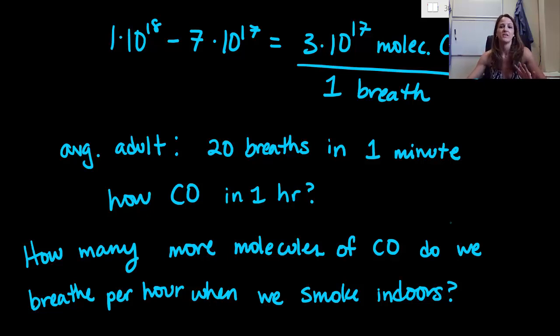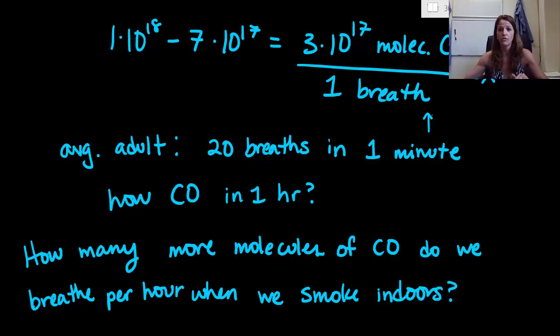All right, did we get an answer? Hopefully we did, but this was kind of a new type of conversion that we haven't talked about before, so if you struggle with it, don't worry about it. We're going to do this together right now. So I just wrote out the question so that we're all clear what the objective is. How many more molecules of carbon monoxide do we breathe per hour when we smoke indoors? So what we need to do is start off with this number here, and instead of having it per one breath, we need to convert it to per 1 hour.